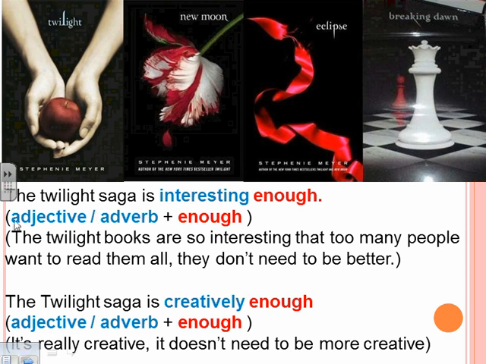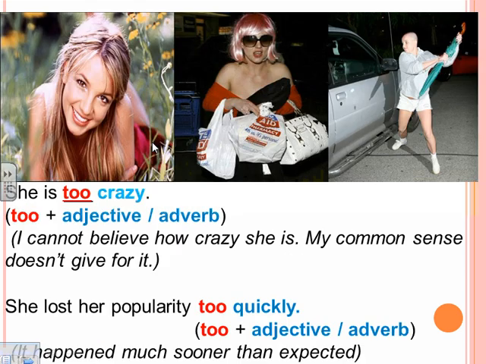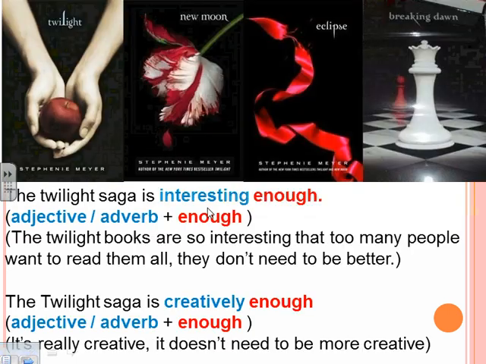Enough comes after the adjective or the adverb, but "too," as we can see here, comes before the adjective or the adverb, okay? But with enough, the adjective or the adverb comes before enough. Okay, the Twilight Saga is interesting enough. That means it's interesting. It's a positive point. Okay, the Twilight Saga is creative enough. It's really creative. It doesn't need to be more creative.